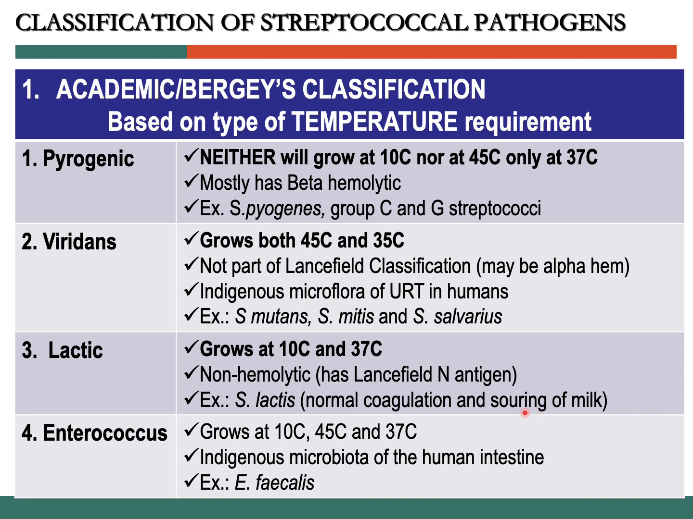Your Enterococcus, these organisms grow at 10 degrees Celsius, 45 degrees Celsius, and even at 37 degrees Celsius. These are endogenous microbiota of the human intestine. A common example is your Enterococcus faecalis.